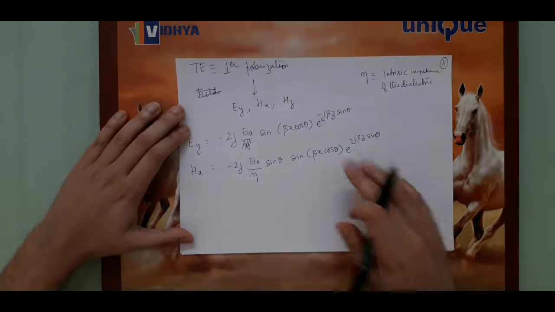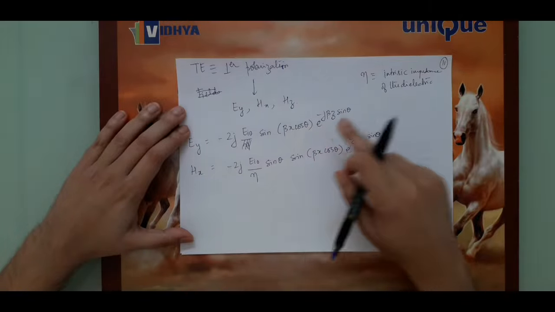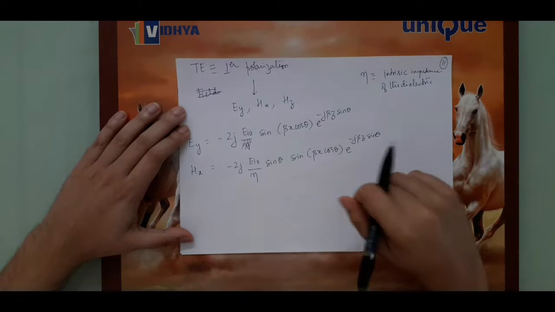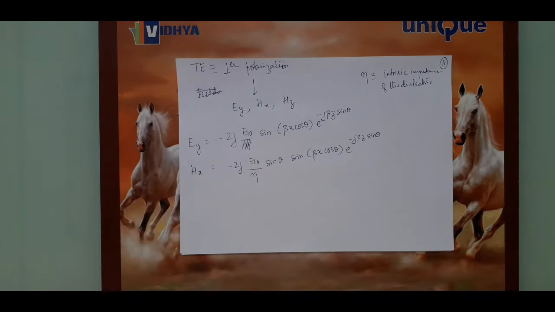And likewise for Hz. So Hz I am not writing. Now all of these expressions are functions of theta. We were just saying a few minutes back that it is not always possible to know what the theta is inside the waveguide, inside the parallel plate of conductors. So is there any way through which we can eliminate this?